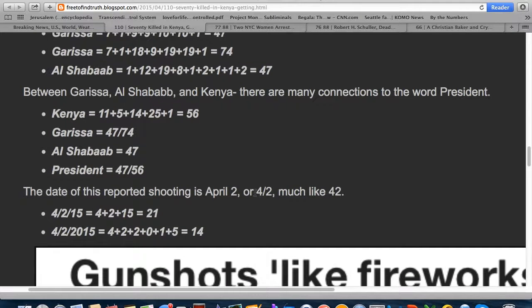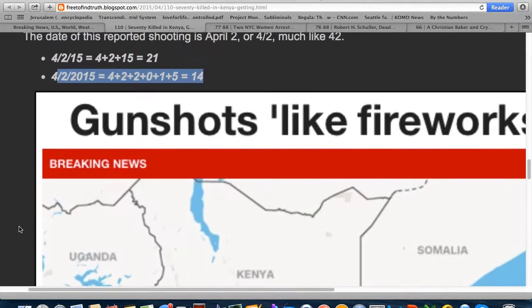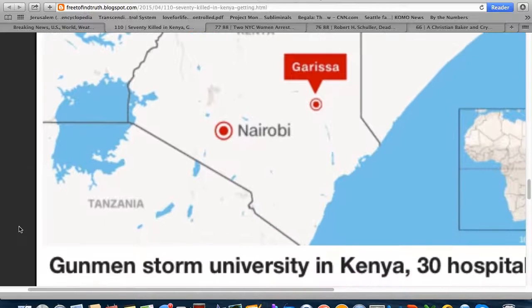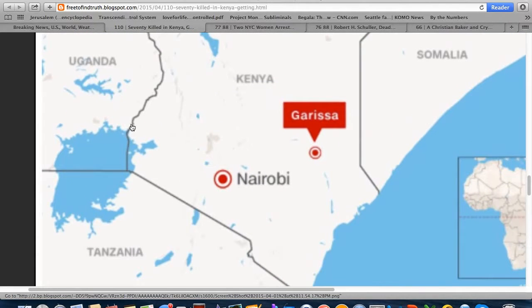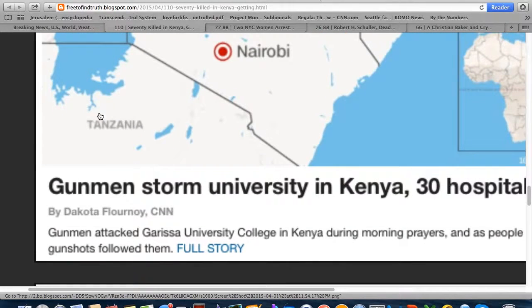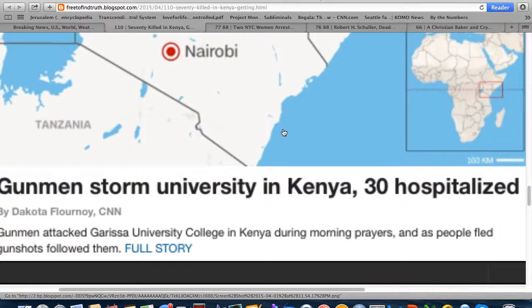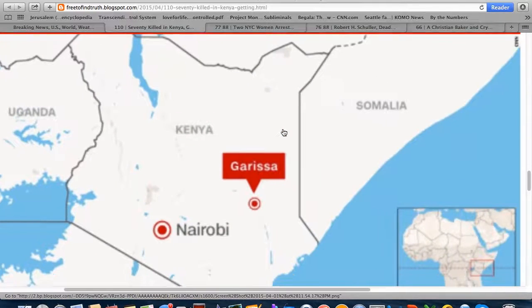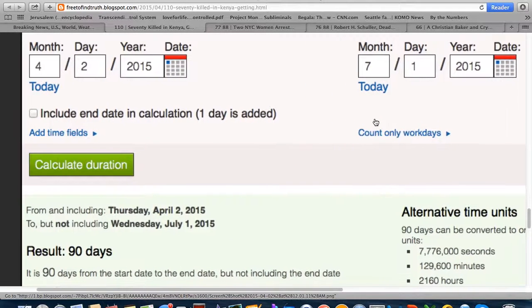April 2nd, 4/2 is a lot like the number 42, the meaning of life number. Today's date, 4/2/15, produces a numerology of 21. And the other way, it produces a numerology of 14, like dead and end. Here's the imagery they've given us, showing us Garissa, not far from Nairobi. Gunman storm University in Kenya, 30 hospitalized. That was the report when I put up this image. Now they're saying 70 dead. The numbers jumped way up in the hours.